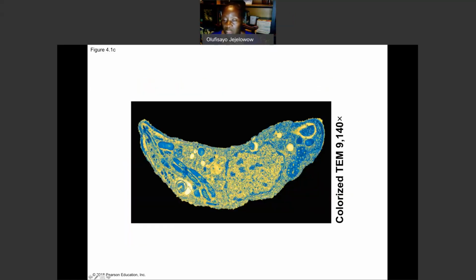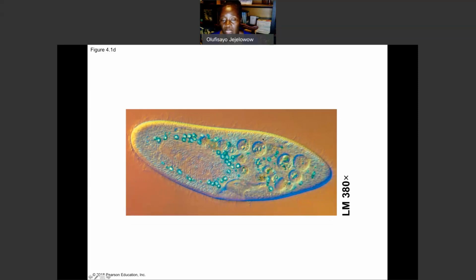So this is an internal parasite, and this is a transmission electron microscope. A section has been taken through the cell, and it's been magnified 9,140 times to obtain this image. Again, this is paramecium. So there are now different kinds of light microscope.